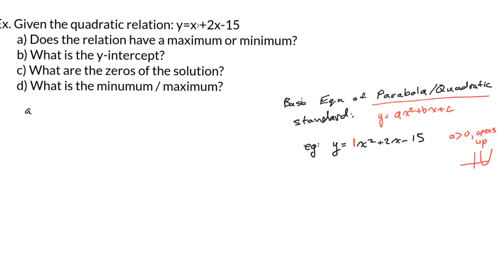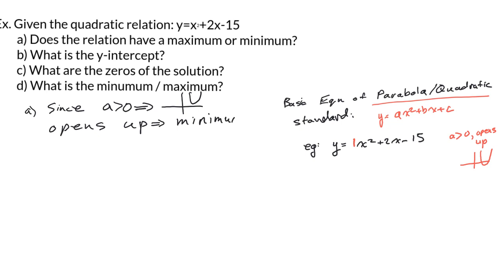So you go A, since the A value is bigger than 0, that means that the graph opens up, which means it is a minimum. Now, let's go back to our quick note here, right?